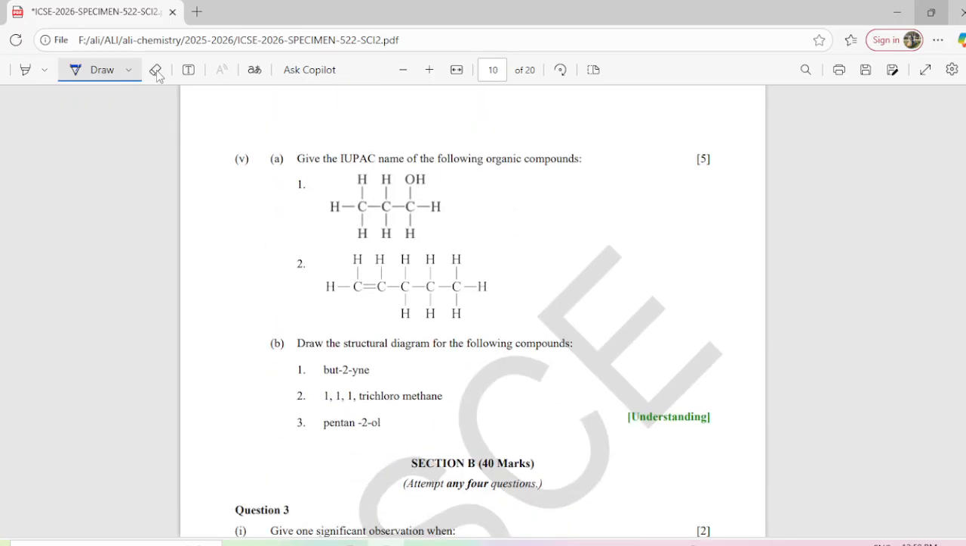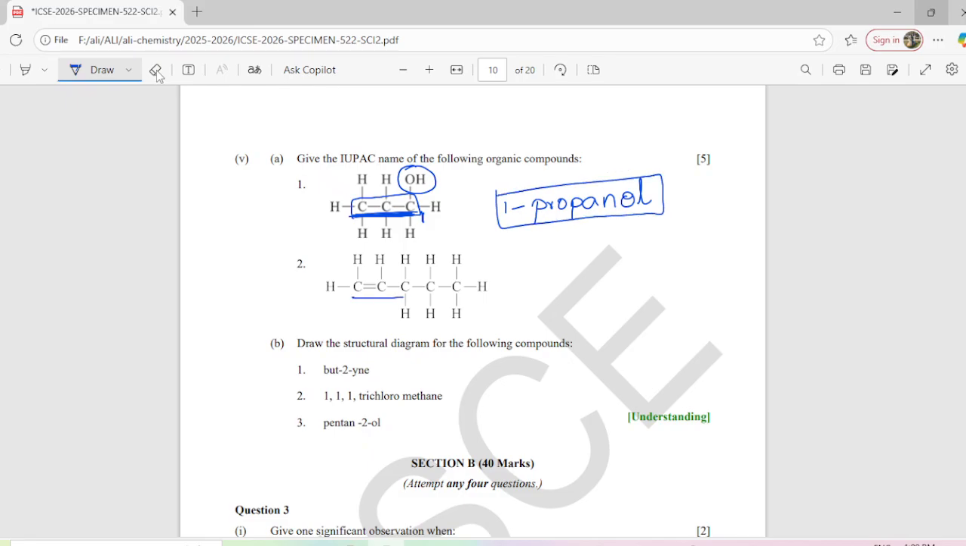Next, give the IUPAC name of the following organic compounds. So in this you can see you have only a single chain with 3 carbons. So for 3 carbons you will write root word prop, and all carbons are connected to each other with single bonds, so ane. Since we have a functional group, that is OH, you need to add ol. But where is this OH? The OH is on the first carbon. So whichever side you have the functional group, that side we have to start numbering. So this will be first carbon. So 1-propanol.